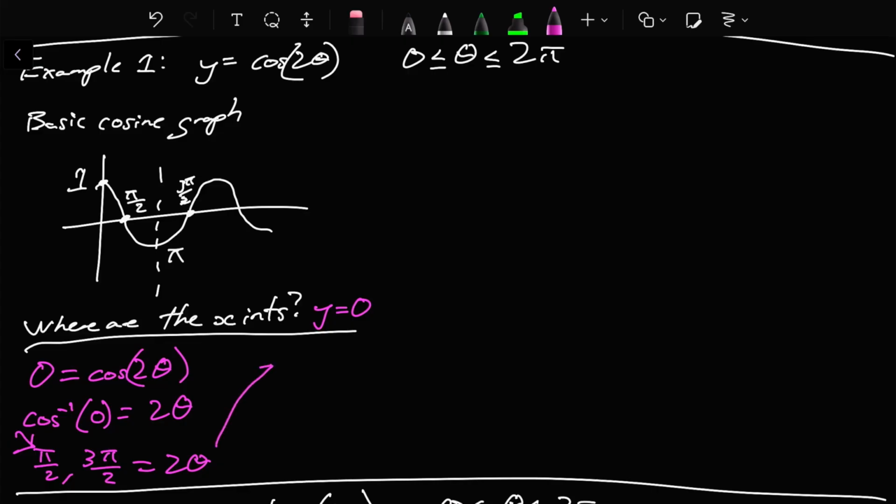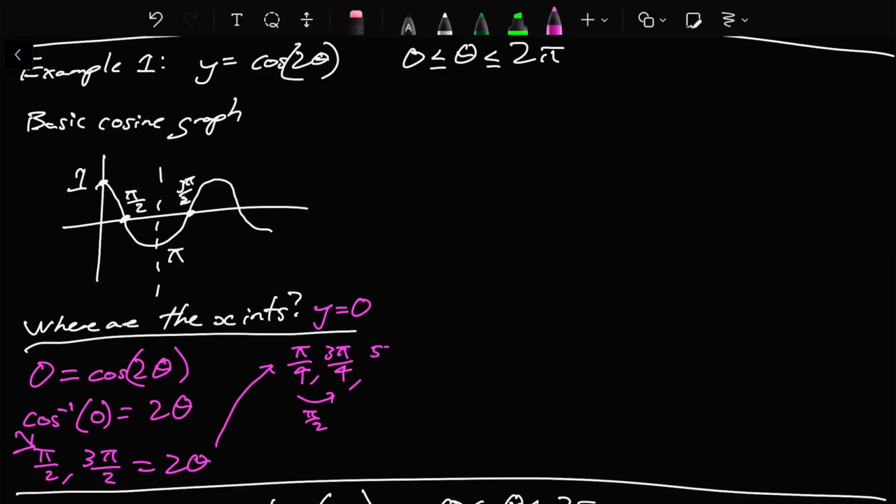So I'm going to do that. We divide by 2, which means we get pi on 4 and 3 pi on 4. But this doesn't range all the way up to 2 pi. So I'm going to notice what interval is happening in between here. This interval is pi on 2, right? So I'm going to keep adding intervals of pi on 2 until I get up to 2 pi.